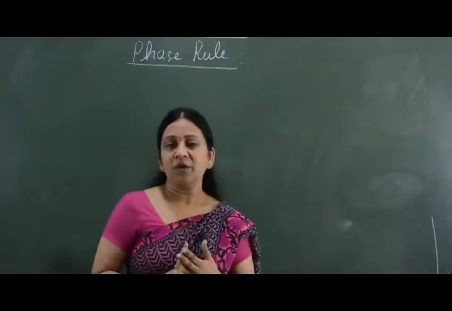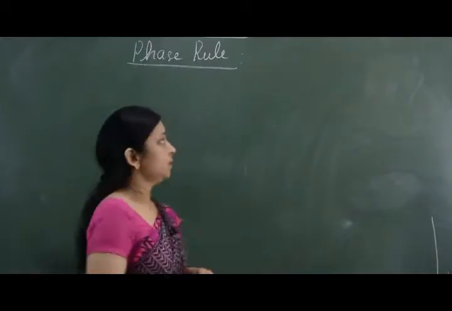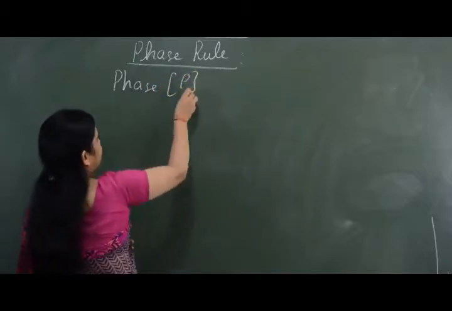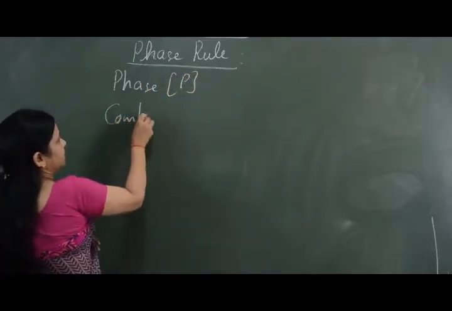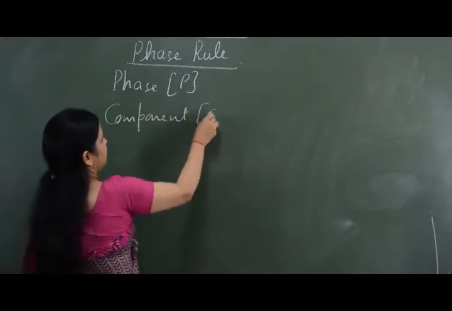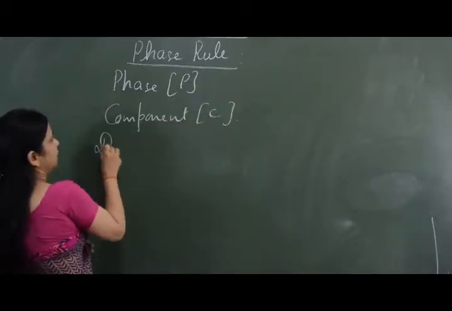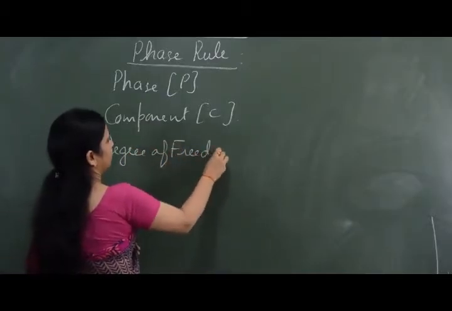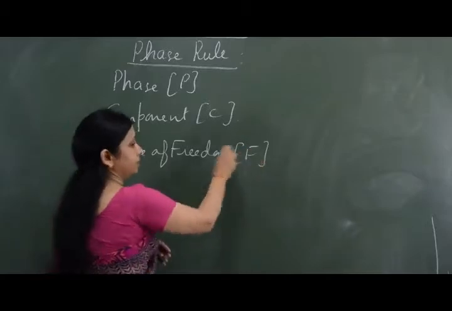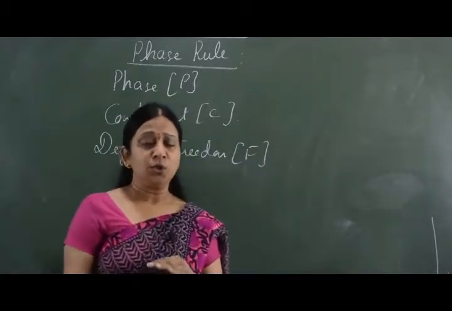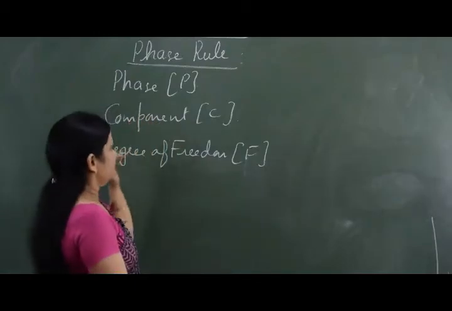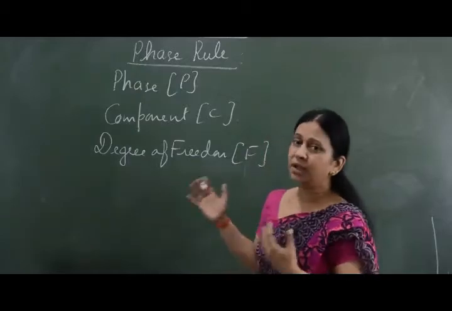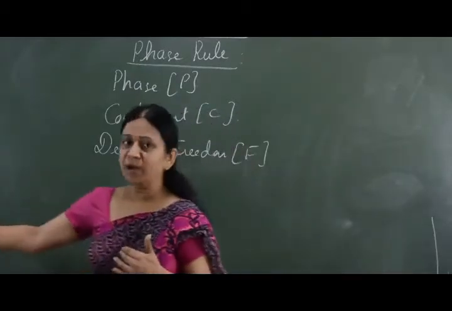Now, in phase rule we have three important terms. One is phase, which is given by P. The other is component, which is given by C, and third is degree of freedom, which is represented by F. So, in phase rule, these are the three definitions which are used again and again, and they will be defined. So, I am going to discuss them one by one.